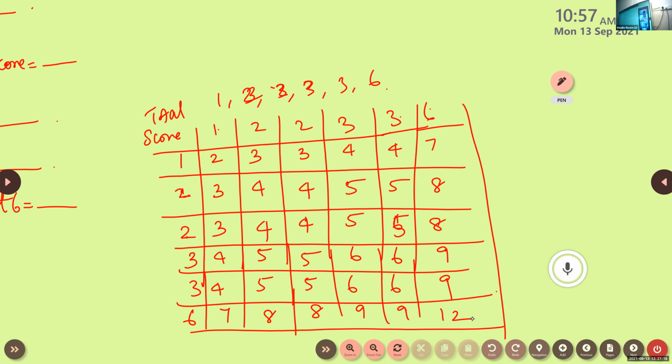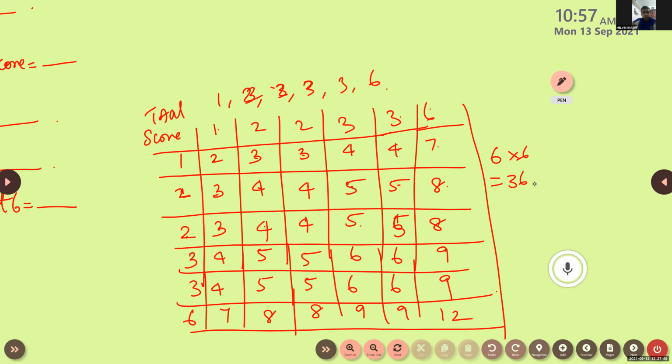Now you can answer this easily. What is the first part asked? The total outcome. And how do we get 36? Count here: 1, 2, 3, up to 12. Here there are 6 rows and 6 columns, so 6 into 6 is 36.